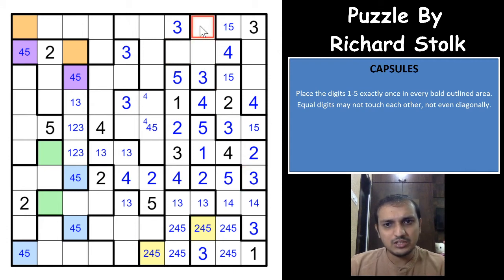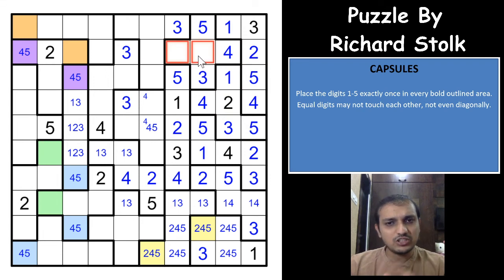5 cannot be in any of these 2 cells. So 5 would have to be here, which gives you a 1 here. And we have already marked that whatever digit you have here will have to be here. So if this is a 1, this would have to be a 1, this is a 5. And these 2 cells would have to be 2 and 5. You already have a 2 here, that gives you a 5 here and a 2 here.